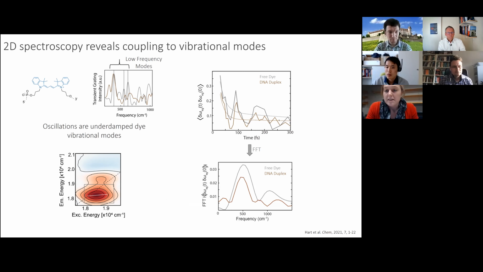And so in comparing our different environments of a free dye and a DNA duplex, we can see that the free dye experiences a slower overall loss of correlation, as well as stronger coupling to these vibrational modes, which is likely due to a relatively fast decorrelation in the DNA environment, likely due to the charged environment that it's residing in.